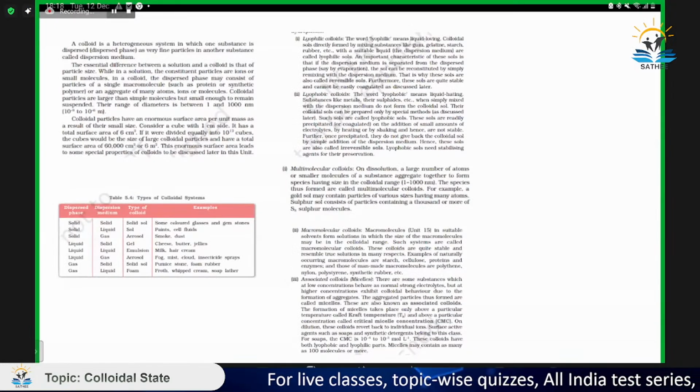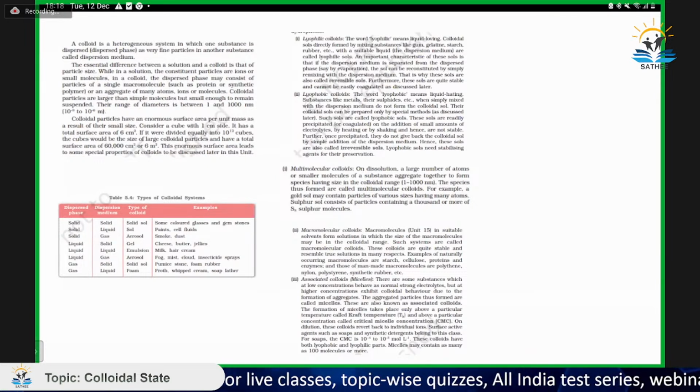Basically, a colloid is a heterogeneous system in which one substance is dispersed as very fine particles into another substance called the dispersion medium. As for "very fine particles," that word has a certain boundary.